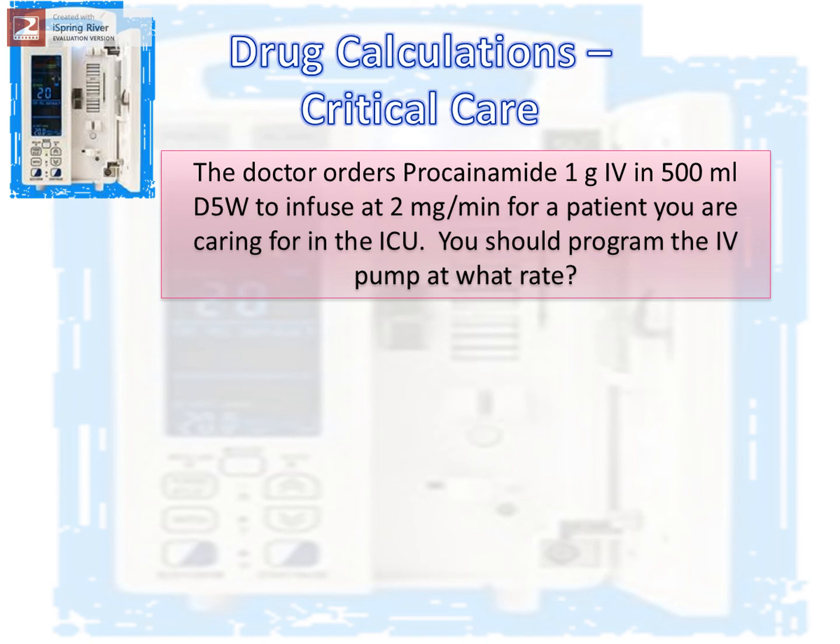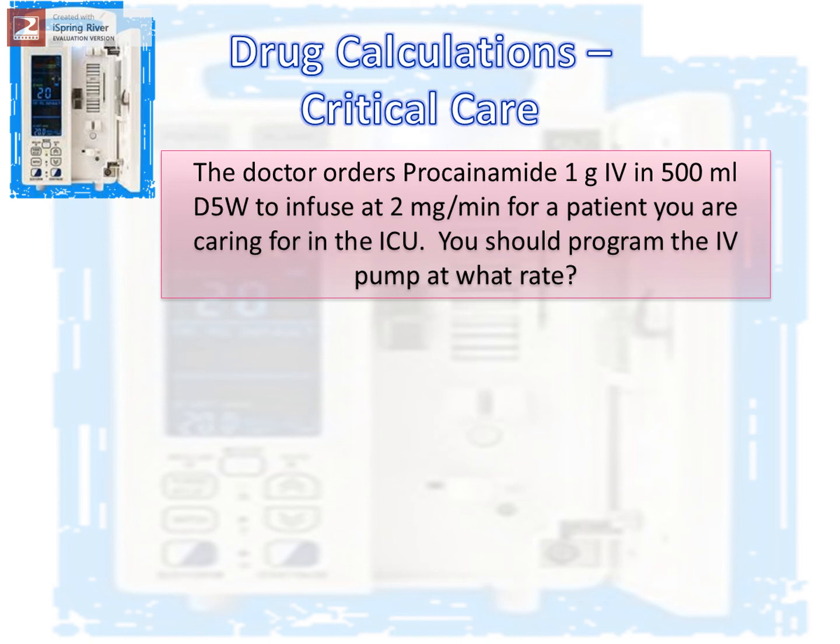We're going to go into critical care dosage calculations. These are some of the problems that are a little more complicated, and you'll need to work out a little more. So the doctor orders procainamide, 1 gram IV in 500 milliliters D5W to infuse at 2 milligrams per minute for a patient you are caring for in the ICU. You should program the IV pump at what rate?